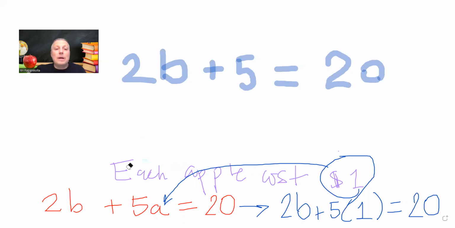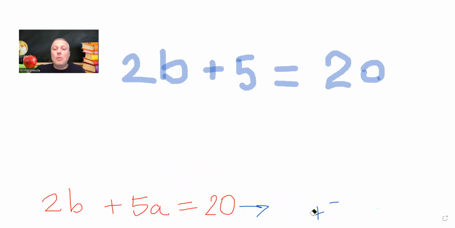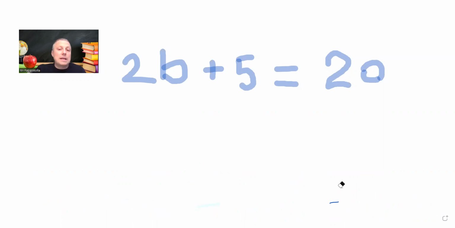So now let me erase the bottom part, and we are going to solve this equation. We're going to solve it in a very simple way. There are very complex ways to solve equations, and that's okay. We're going to be learning those as our class progresses. But we want to solve things basic, right? We want to find out this b right here. What is b? 2 times what, plus 5, equals 20? I'm spending $20, right?